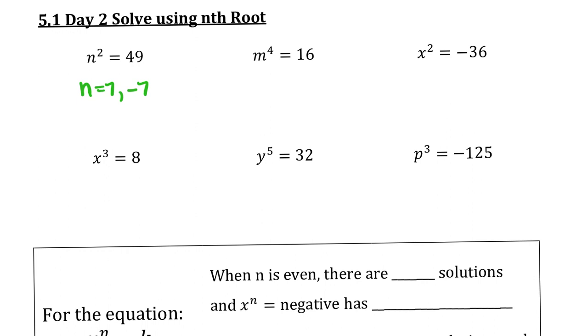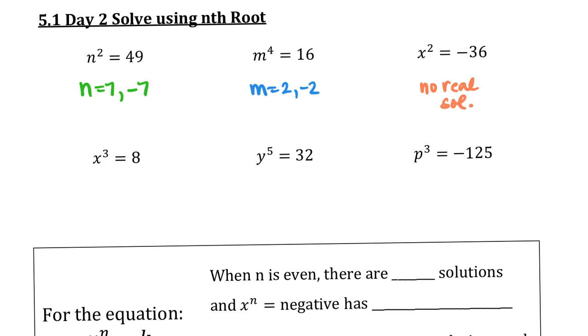What about m to the 4th equals 16? Exactly, 2 and negative 2. Because if I do negative 2 times negative 2, I get a positive, times negative 2 is negative, and times negative is positive again. What about x squared equals negative 36? Is it negative 4 if I do negative 4 times negative 4? No, it's imaginary, so there's no real solution.